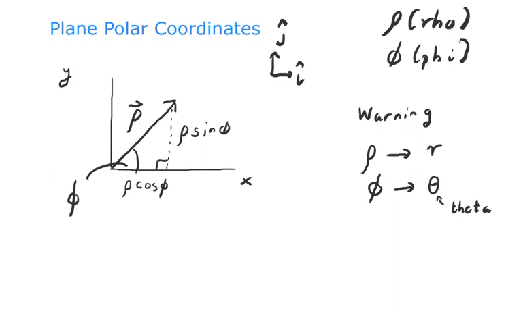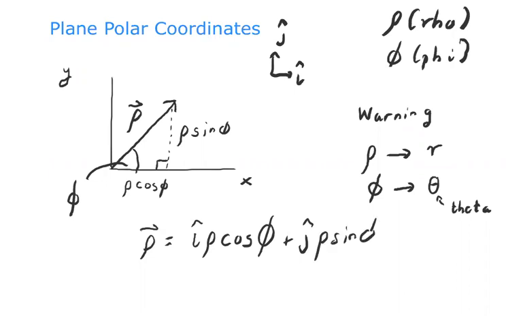Okay, so let's apply the machinery we talked about last lecture. Rho is a vector, so just treat it like any vector. It can be decomposed into its components: i hat rho cosine phi plus j hat rho sine phi. Again, please remember the trick from last time.